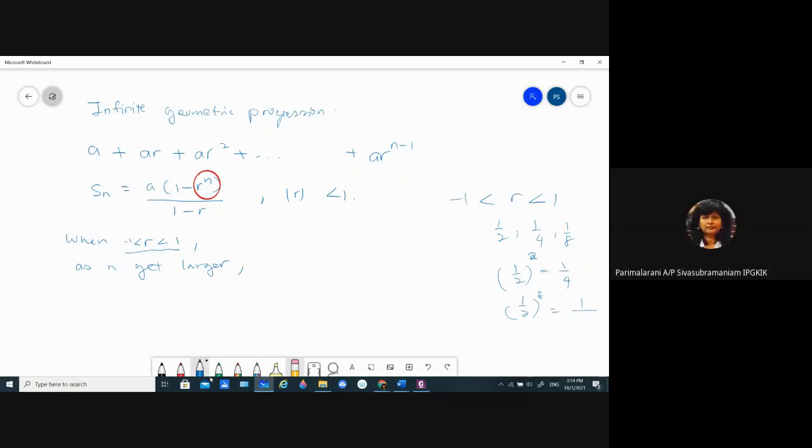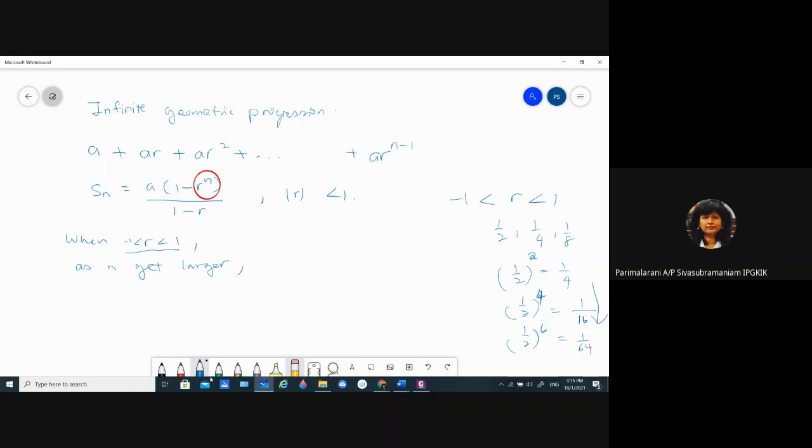1 over 2 to the power of 4. 2 times 2 is 4, 4 times 2 is 8, 8 times 2 is 16, so 1 over 16, right? So 1 over 2 to the power of 6: 2 times 2 is 4, 4 times 2 is 8, 8 times 2 is 16, 16 times 2 is 32, 64, correct?